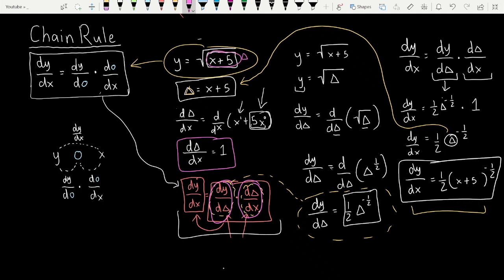Now this is a little tricky, and it takes a lot of time. In the next video, I'll be showing you a much simpler version of the chain rule that is way easier to use.